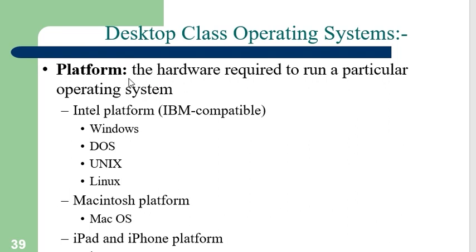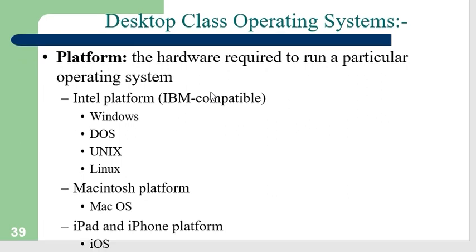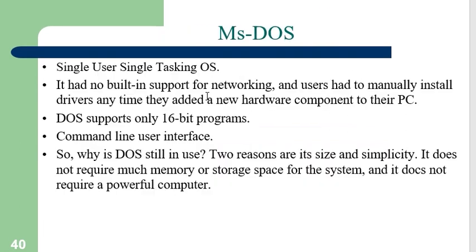The desktop class operating systems. Platform: the hardware required to run a particular operating system. The Intel platform, which is the IBM compatible. The Intel platforms are Windows, DOS, Unix, Linux, and the Macintosh platform, Mac OS, iPad, and iPhone platform. These are the platforms that are operating on the desktop side.